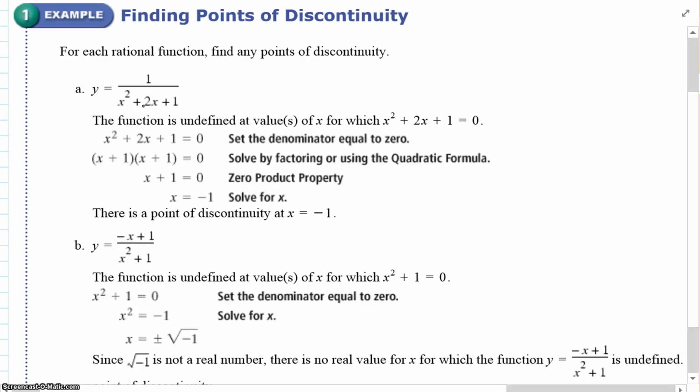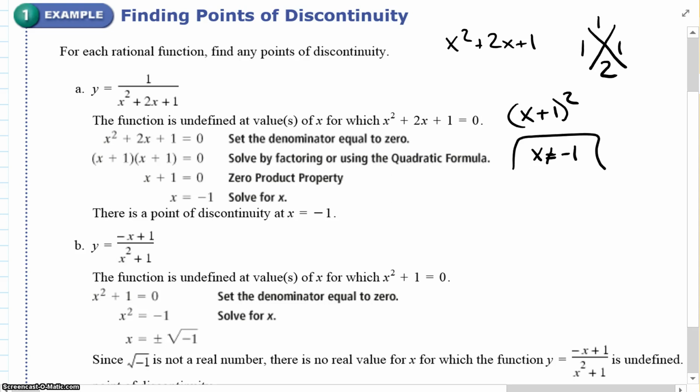For a, x squared plus 2x plus 1 is the denominator, so let's factor it. If you need to, you can use the x factor: product of 1, sum of 2. That's a perfect square trinomial, so it's 1 and 1, so it's going to be (x plus 1) squared. To solve that, x cannot equal negative 1. So the point of discontinuity is x equals negative 1.